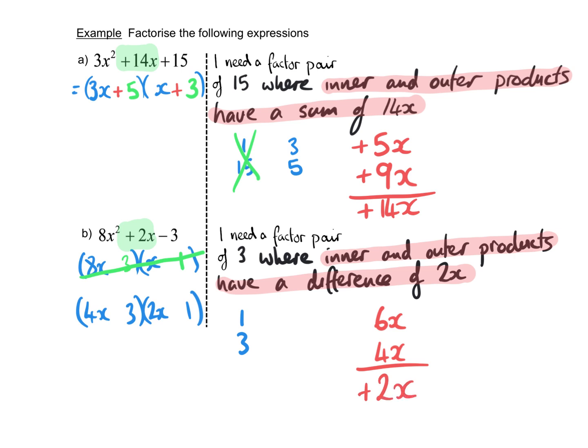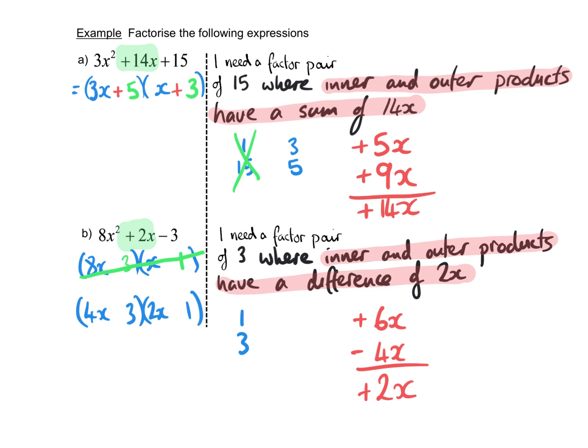Now, looking at these two, my inner and outer product, I want to get it to come to a total of positive 2x there. So using the numbers 6 and 4, how do I get to positive 2? Well, if I start at positive 6 and just take away 4, that would get me this. So positive 6 minus 4. Put them on. And then what I've got to do is get them in the right place.